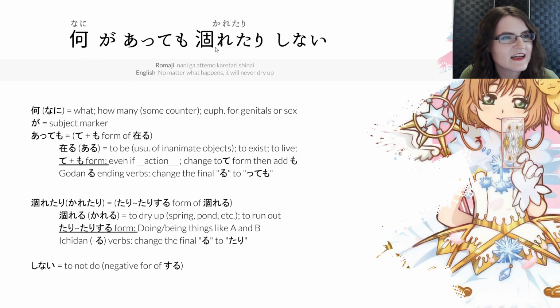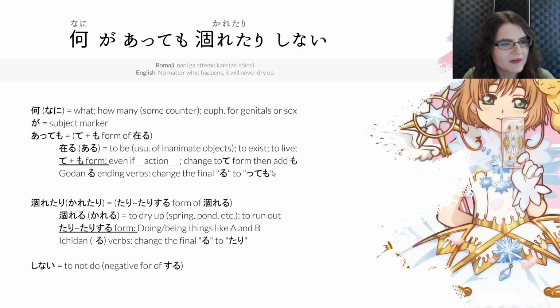That means you with this karetari shinai. So nani is what, and then ga makes that the subject marker. And then atemo is a temo form of aru, which means to exist or to be. And that is a godan u ending. So that u changes to its little tiny tsu te, and then you just add on mo.